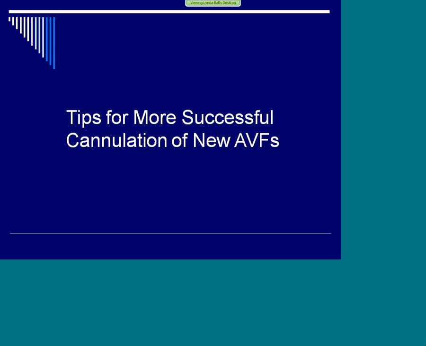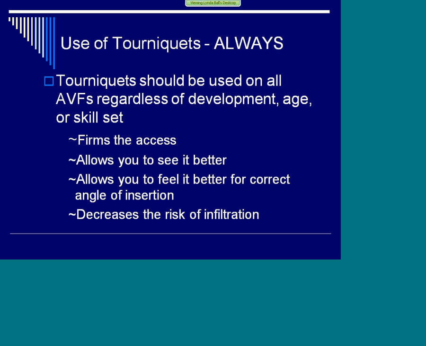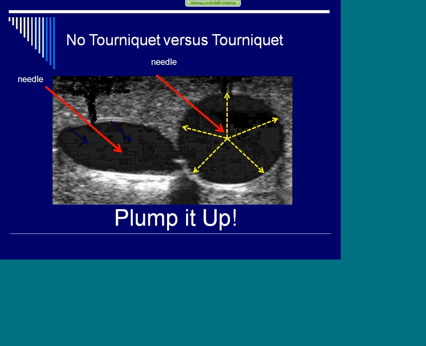So, let's talk about some tips for more successful cannulation. I rarely say never and I rarely say always, but you always need to use a tourniquet on an AV fistula. I don't care how old it is. I don't care how big around it is. Or how good you think your skill set is. There are really good rationale for using a tourniquet.